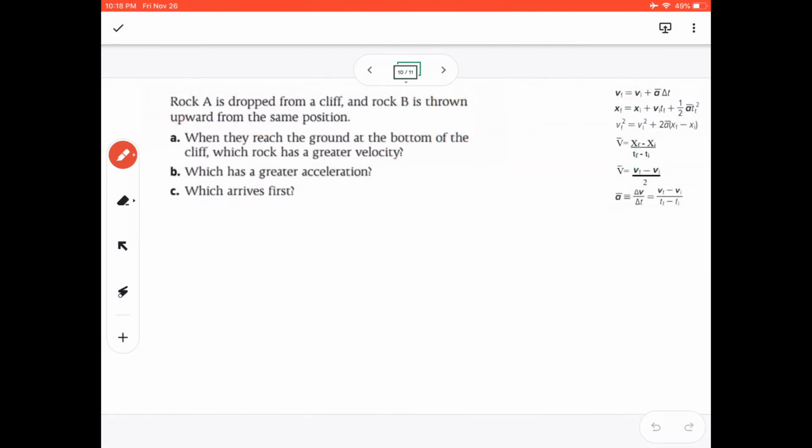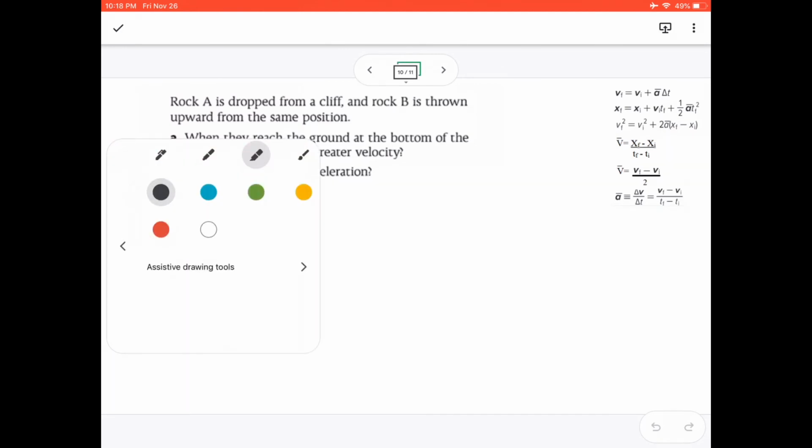Next question. Rock A is dropped from a cliff and rock B is thrown upward from the same position. A. When they reach the ground at the bottom of the cliff, which rock has a greater velocity? B. Which has a greater acceleration? And C. Which arrives first?